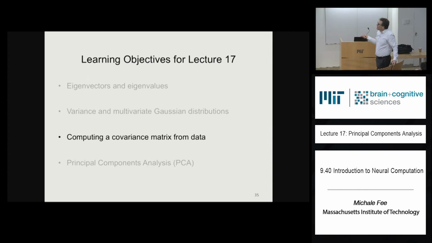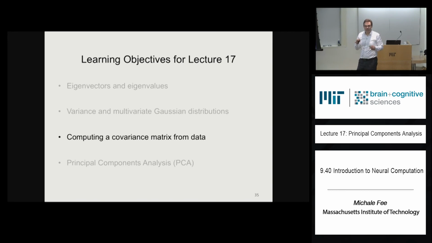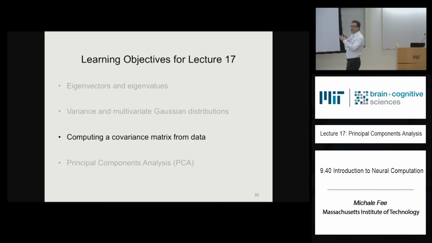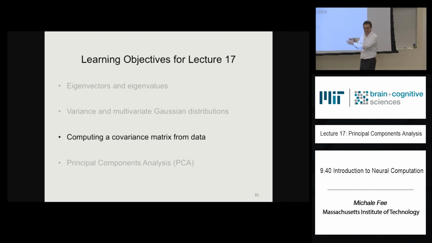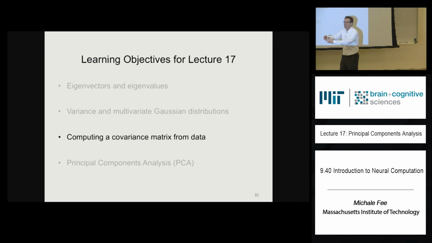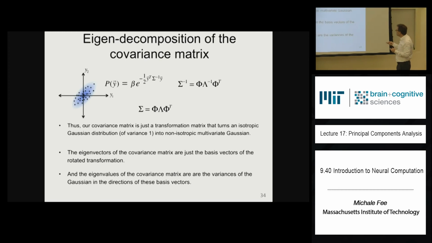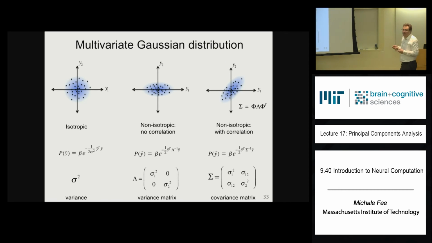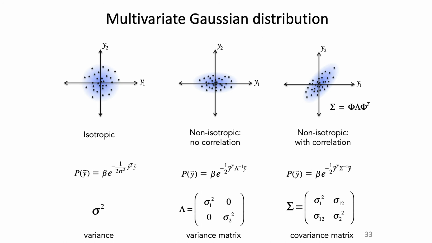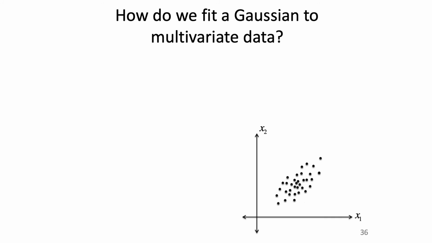All right, so now let's compute the covariance matrix from data. Now I've shown you how to represent Gaussians in high dimensions that have these arbitrary variances. Now let's say that I actually have some data. How do I fit one of these Gaussians to it? It turns out that it's really simple. It's just a matter of calculating this covariance matrix. All right, so let's do that.